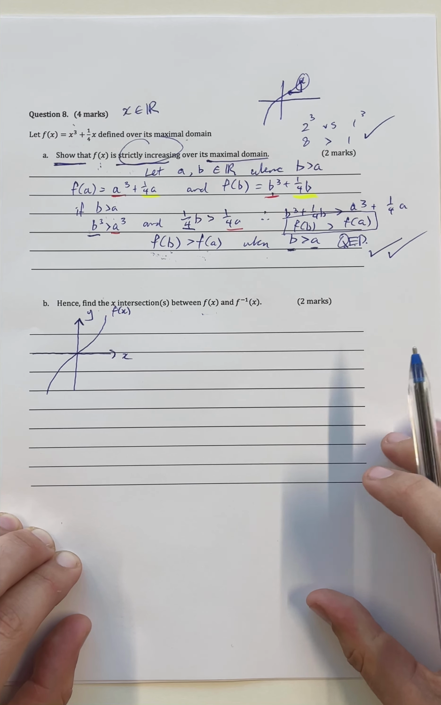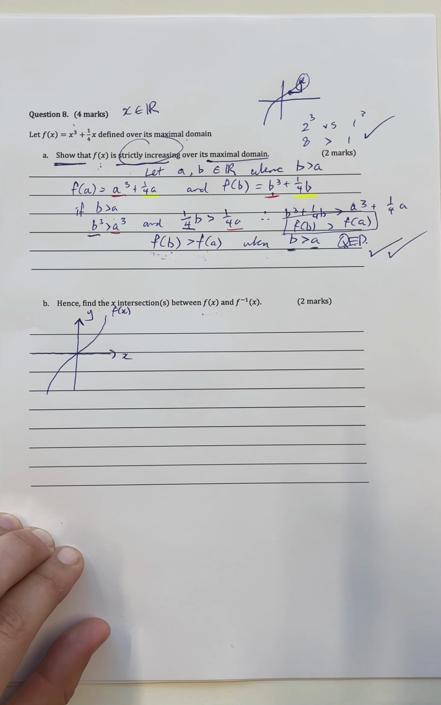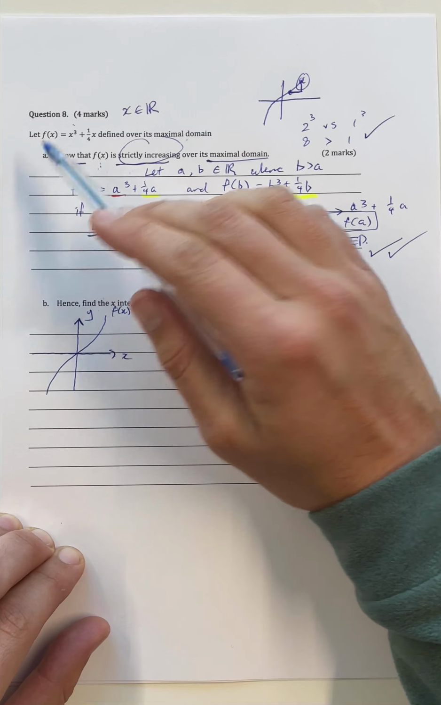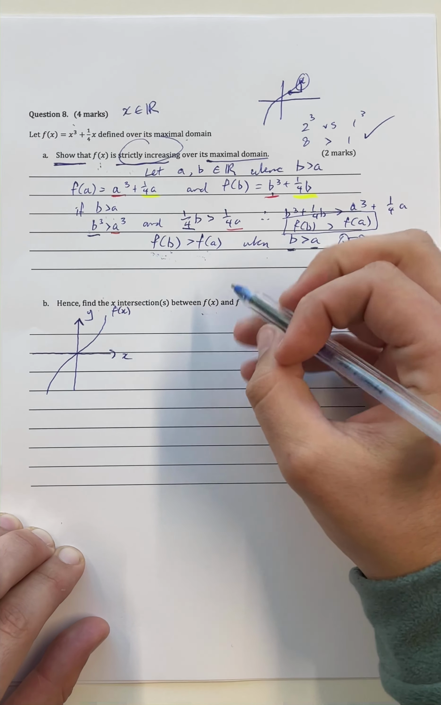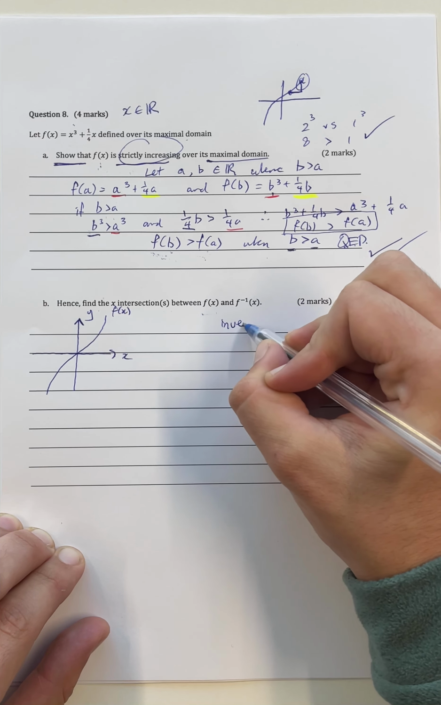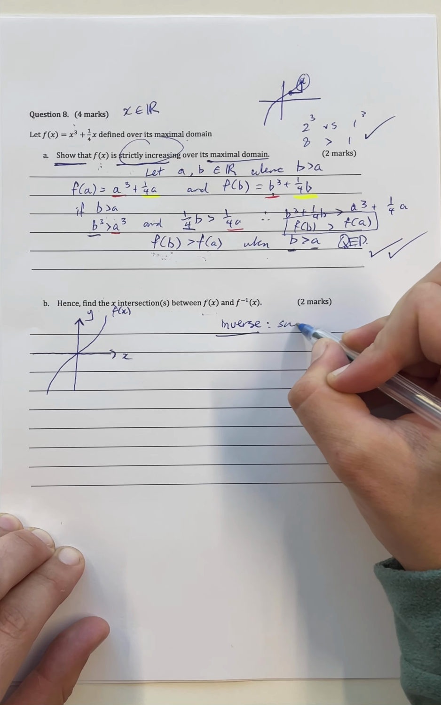So what most students would do is say, okay, I need to solve for f(x) = f inverse of x, and equate those two functions together to find the x-intersections. But what happens when you actually try to find the rule of our inverse function of f(x)? This is what you would usually do, right? You would inverse and say, okay, swap x and y.